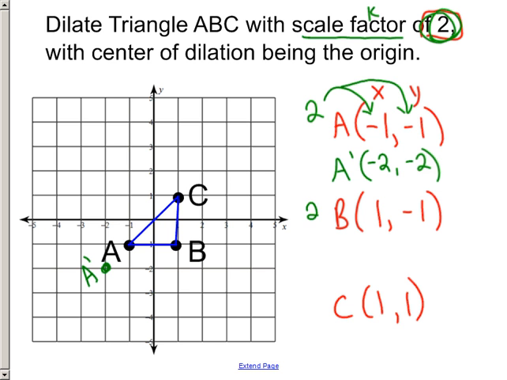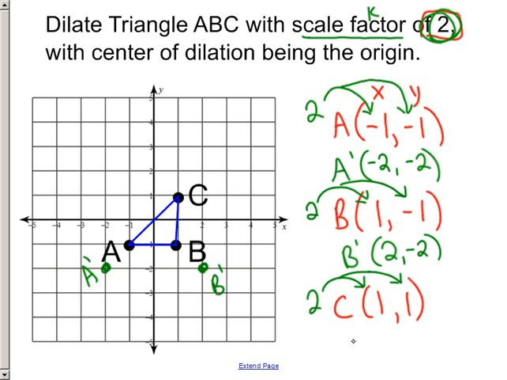And we'll do the same thing all the way through. So B prime will be 2, -2. So 2 times 1 is 2. 2 times -1 is -2. And you can come over here and graph B prime. And we'll do the last thing right over here with C as well. So C prime will be known as 2, 2.